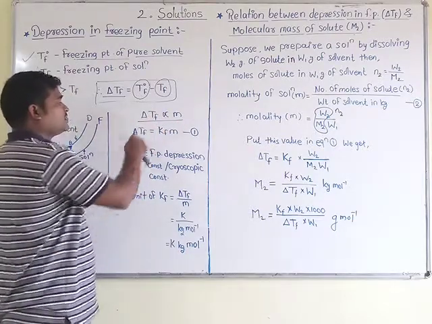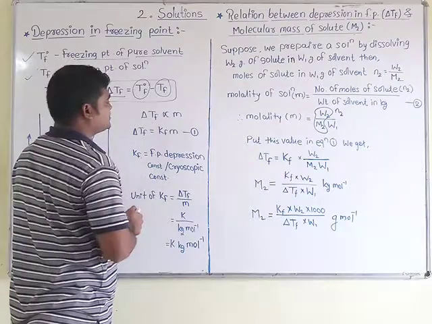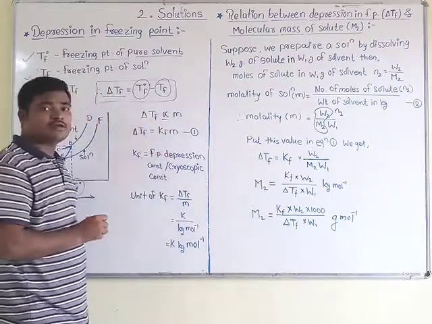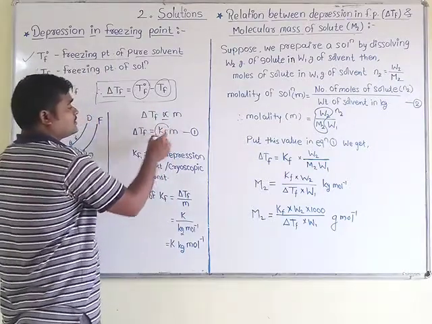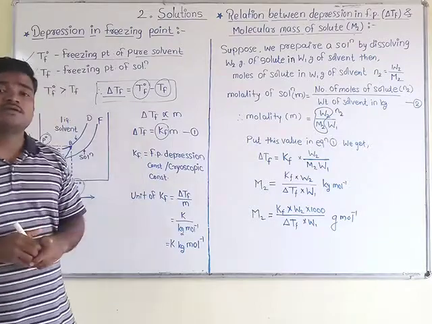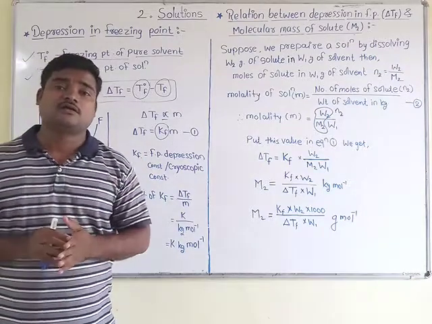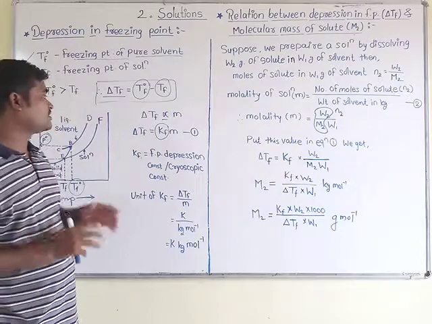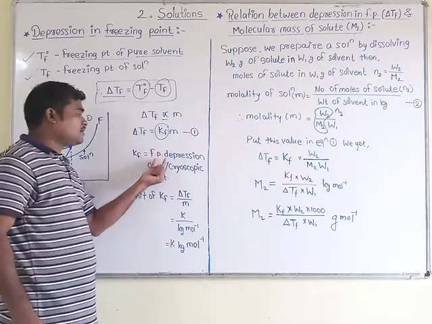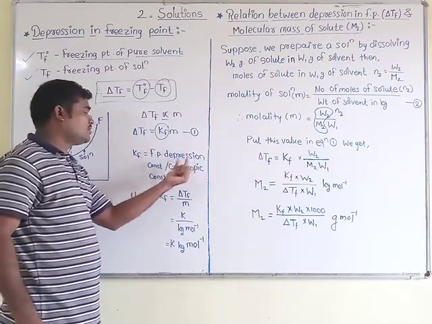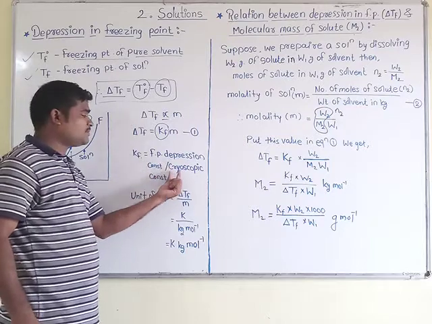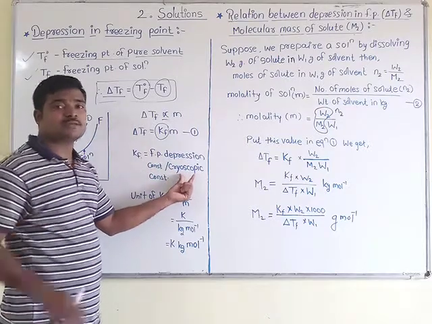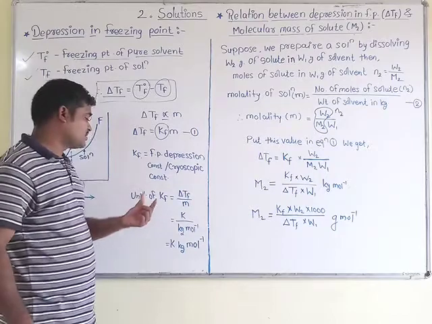Now, instead of this proportionality sign, we can take Kf, that is, Kf is nothing but the proportionality constant. Here we are calling Kf the freezing point depression constant, or it is also termed the cryoscopic constant.